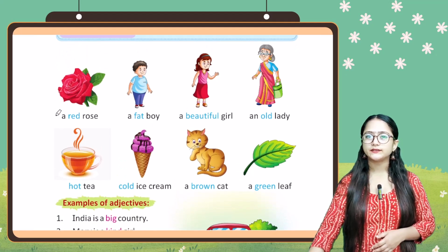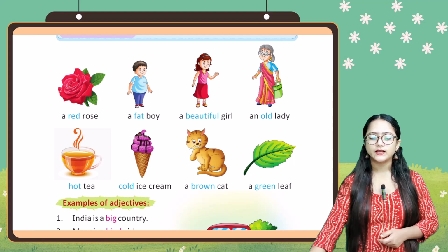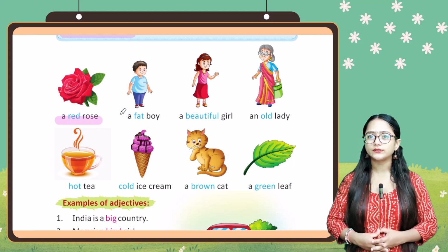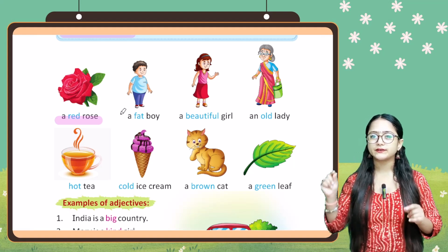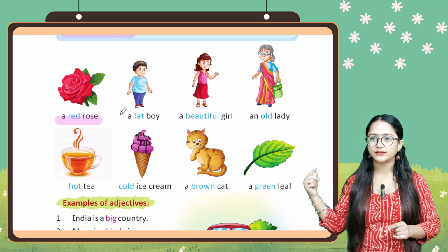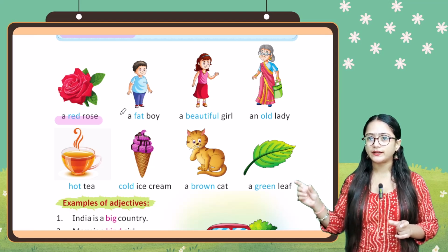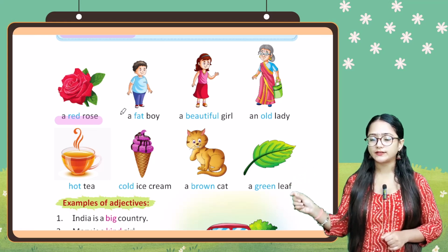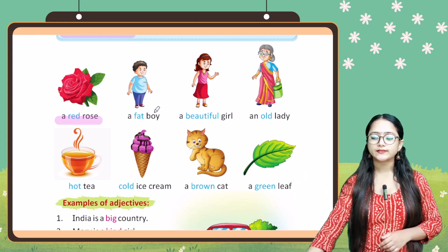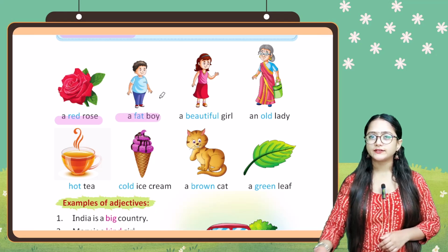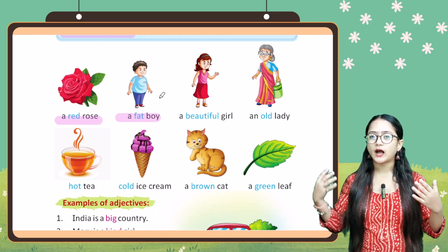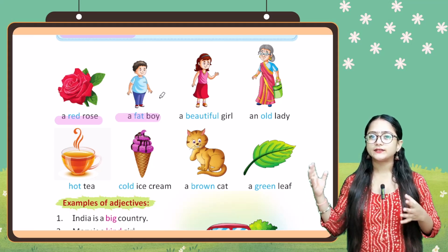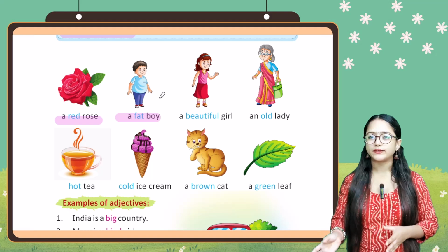First one you can see, this is a beautiful red rose. So a red rose. What is the color of the rose? That is red. Okay, so that means the red color is describing the rose. So red is the describing word, that means the adjective, and rose is the naming word, that means it comes in the category of flowers and it is a noun. Okay, next is a fat boy. Fat describes the boy, how is the boy? He is fat. So fat is the describing word or adjective, and boy is the naming word.